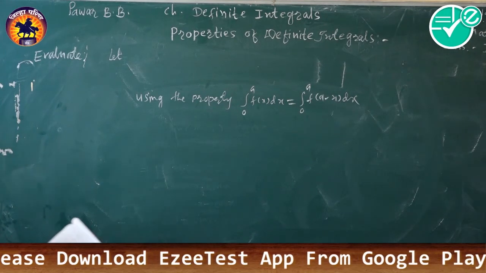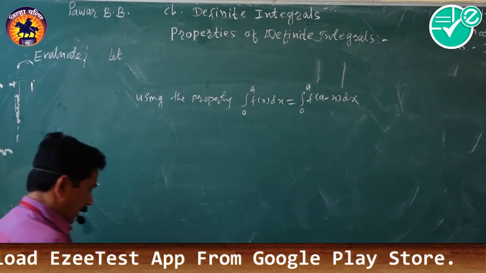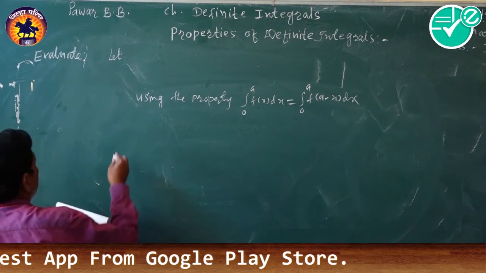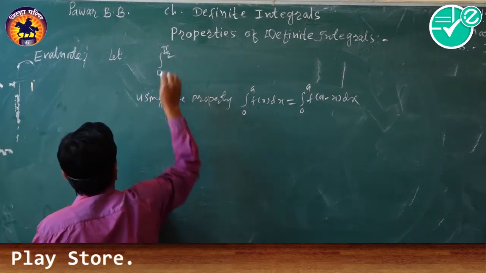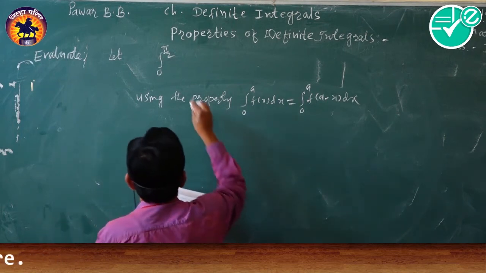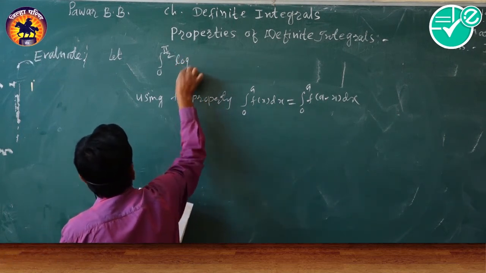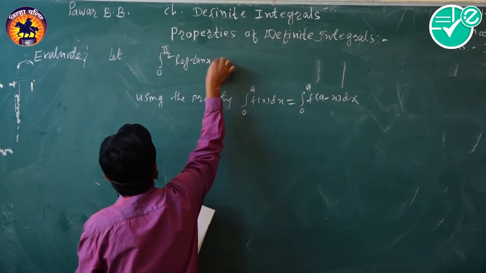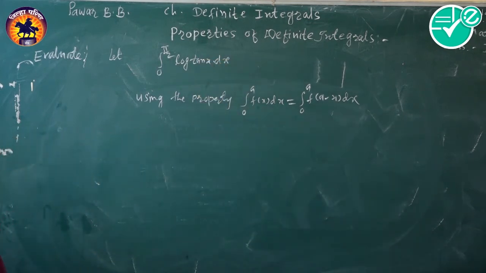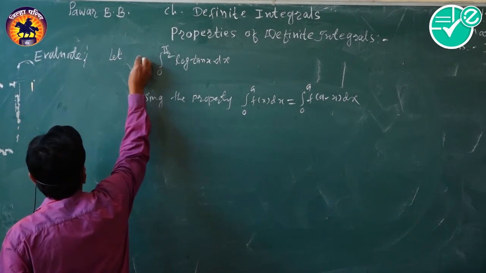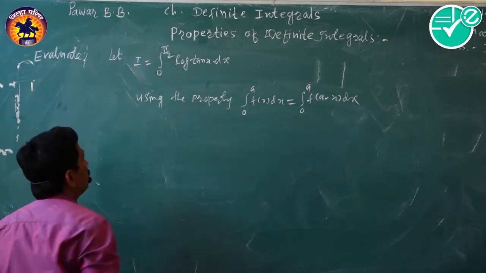Next example, we will take integration from 0 to pi by 2 log of tan x into dx. Again consider, let I is equal to this one.